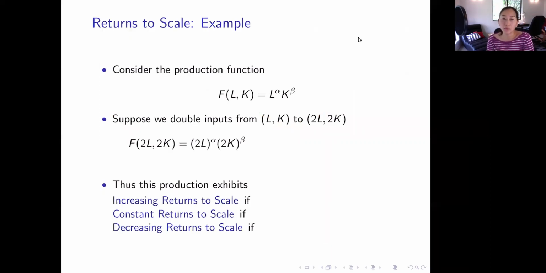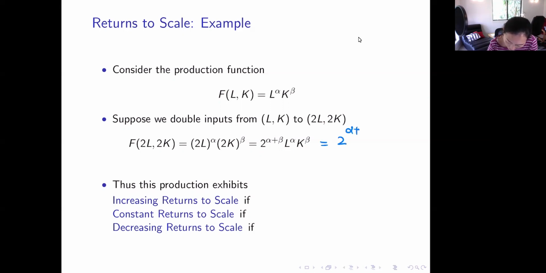So let's look at this example. The example of the Cobb-Douglas production function, right? L to the power of alpha and K to the power of beta. So if I double L and K, right? Now my values of input L and input K will become 2L and 2K. So I can plug in, I replace L with 2L and replace K with 2K, right? So I get this equation. And then I can move it a little further. Then I get 2 to the power alpha plus beta times L to the power alpha and K to the power of beta.